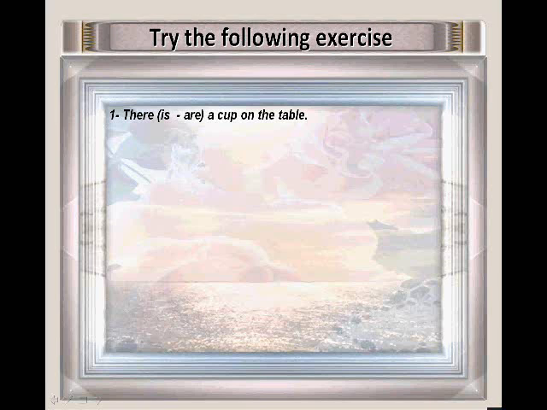Again, you are to choose: there is or are a cup on the table. Remember when we were talking about the rule, there, and of course there is or there are, the verb should agree with or depend on the word which comes after it. So, you have to look at the word which comes after the verb. Here we have a cup. Is it singular or plural?